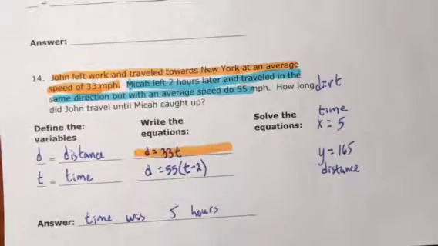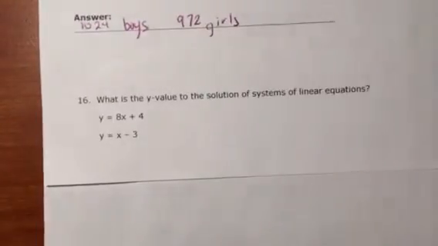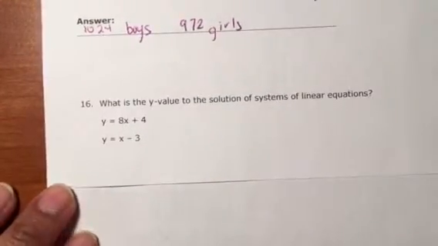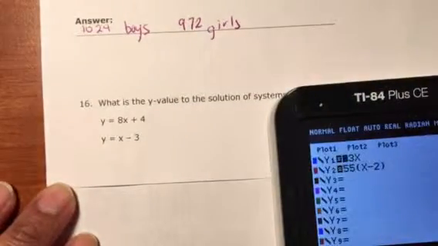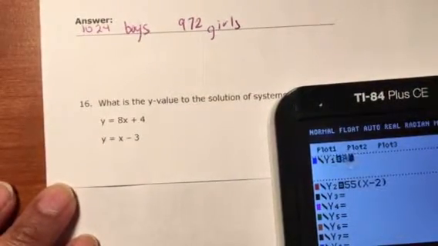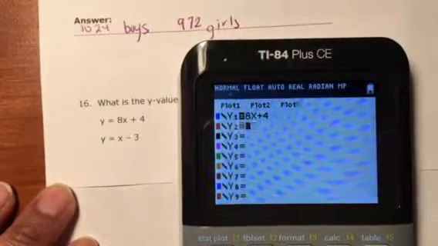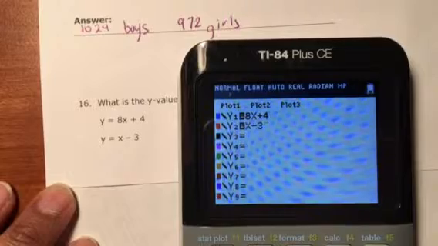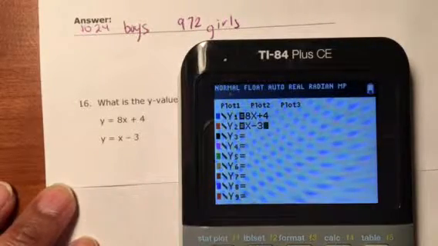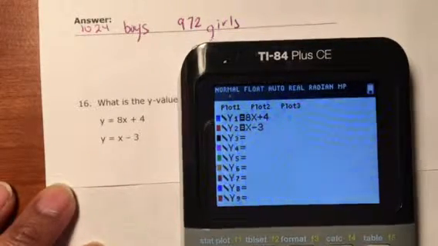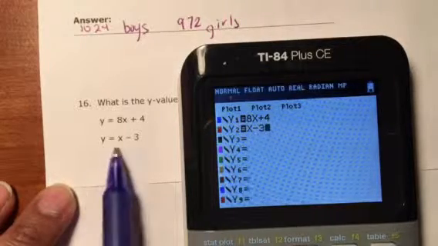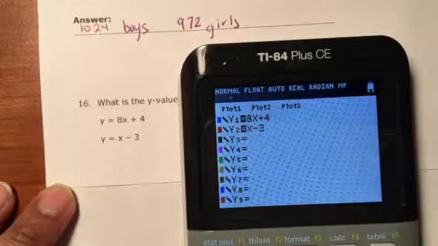Alright, so the last one I'm going to do with y'all is number 16. So, very quick reminder. When you're looking for this, you're going to put this in the calculator. I'm going to go to y equals. I'm going to type in 8x plus 4 and x minus 3. That is a minus, that is not a negative. If you read it separately, I guess it could be. But we're reading it as a math sentence, so that is y equals x minus 3.